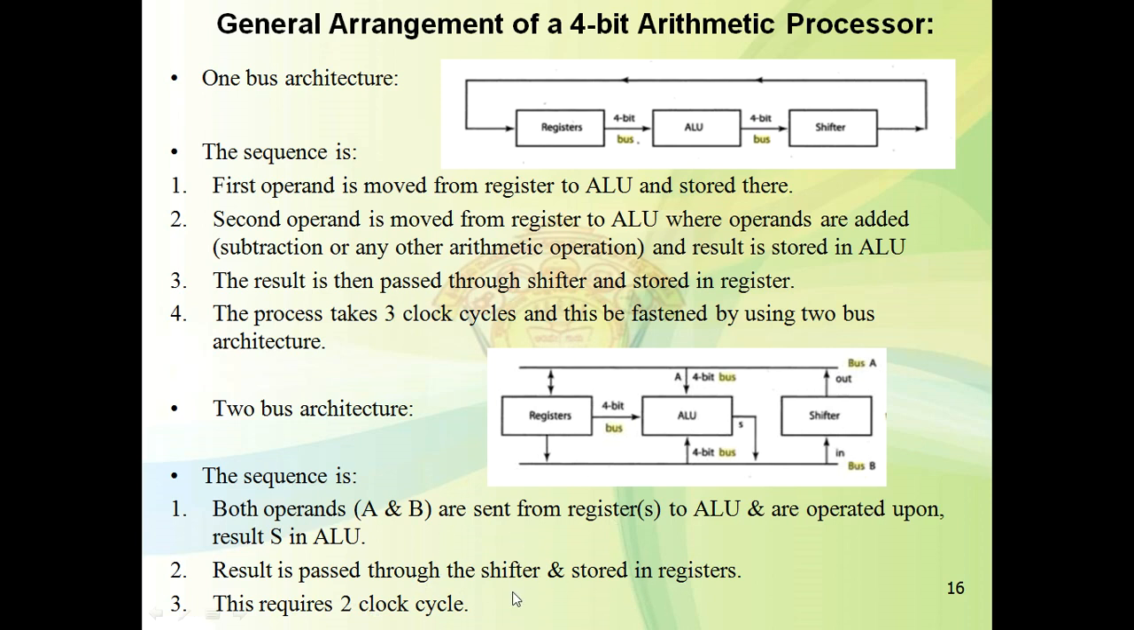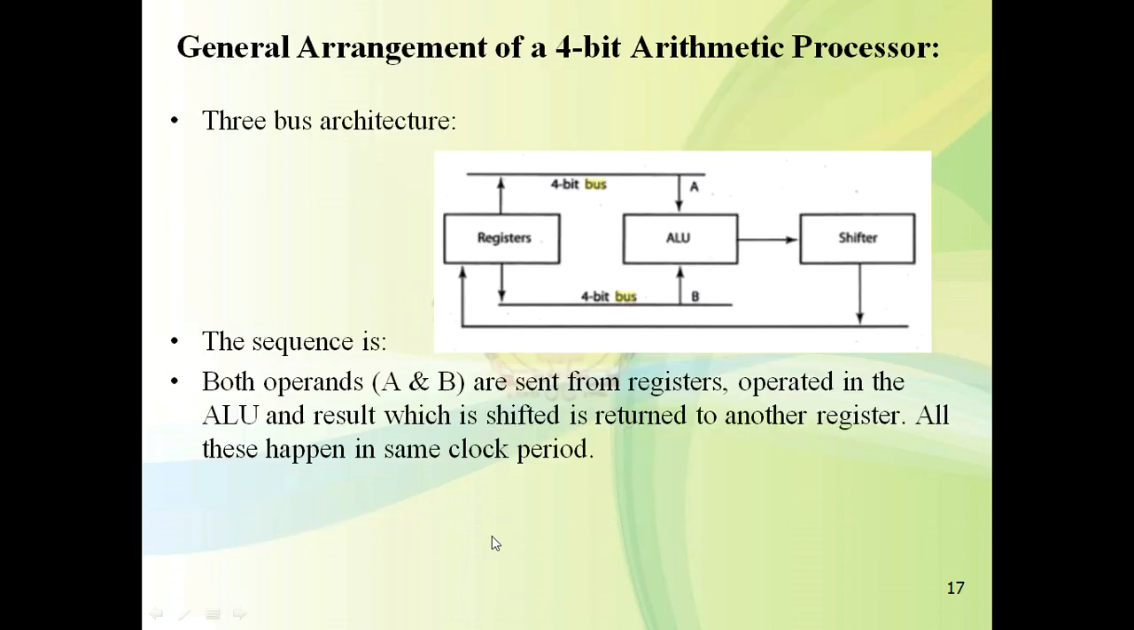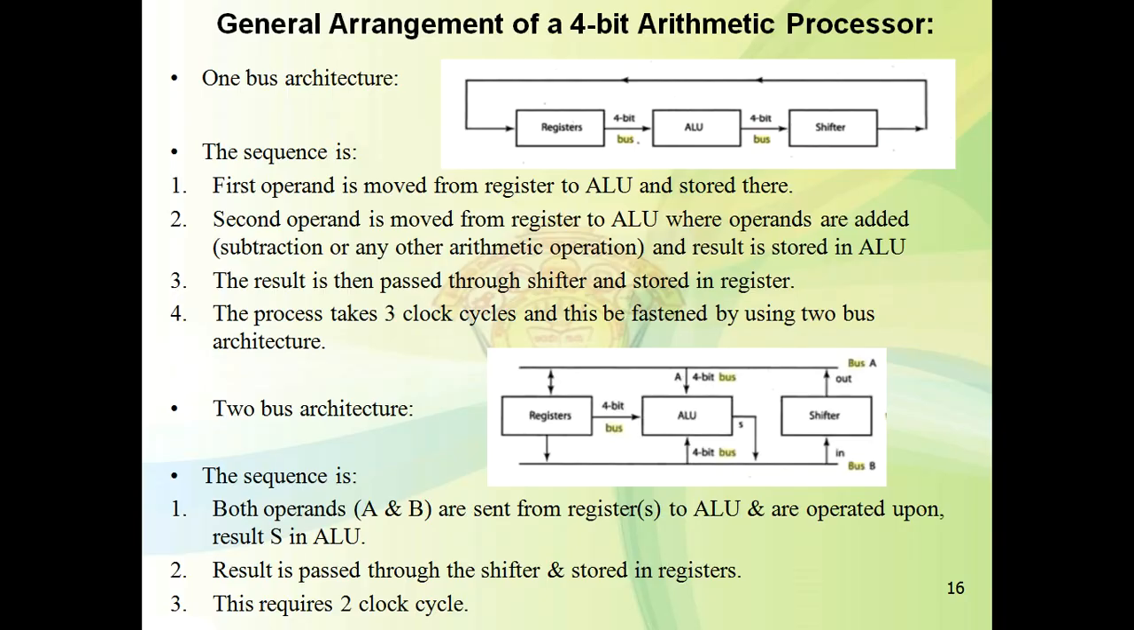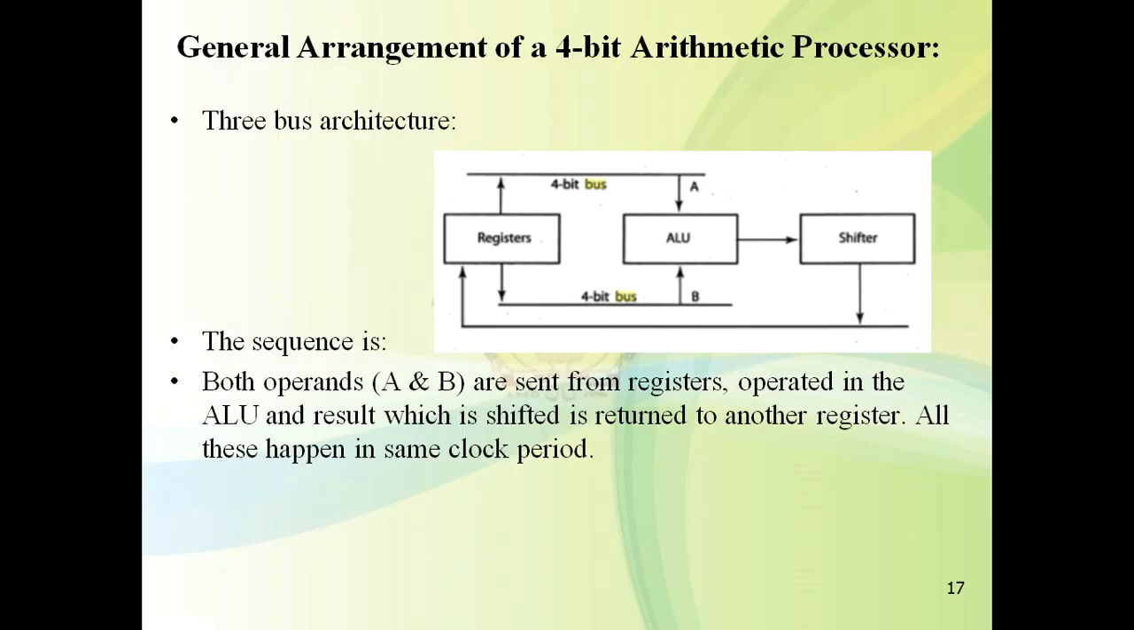Okay, within 2 clock cycles we get the operation. So here we require 2 clock cycles, and the next is the 3-bus architecture. In the 3-bus architecture, this is 1 bus, this is another bus, and this is 1 more bus. Okay, so the sequence is like this.